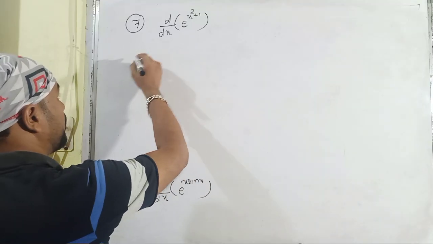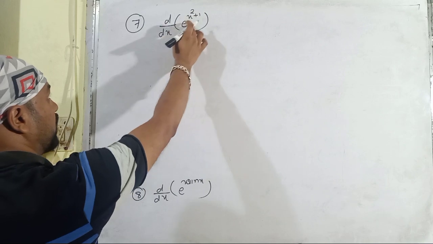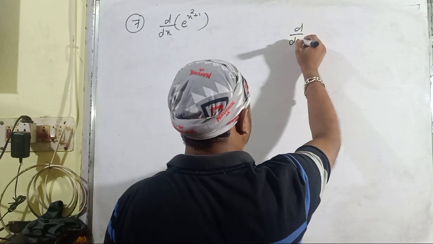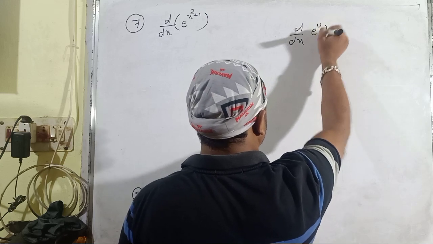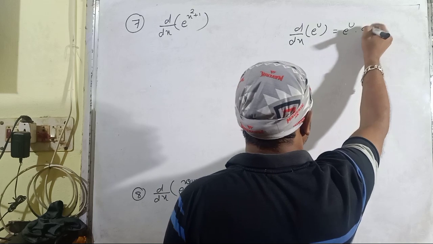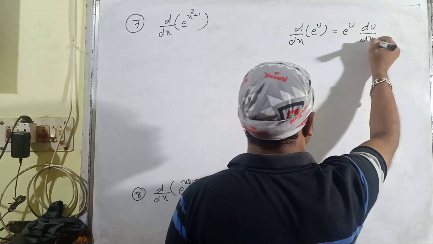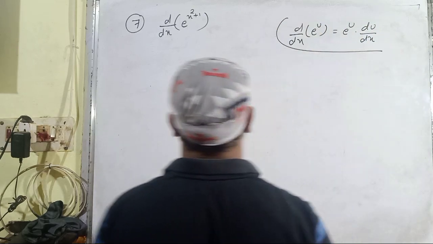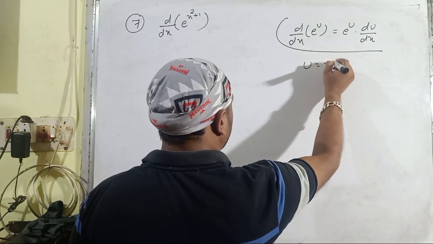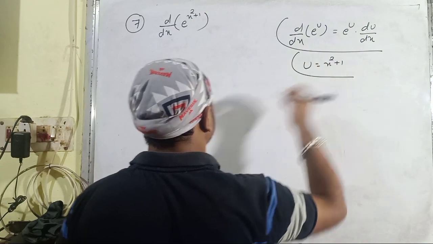Then let us solve the problem number 7 here, the differentiation of e to the power x square plus 1. So first of all, we have to apply the chain rule here: differentiation of e to the power u with respect to x is e to the power u multiplied with the differentiation of u with respect to x.